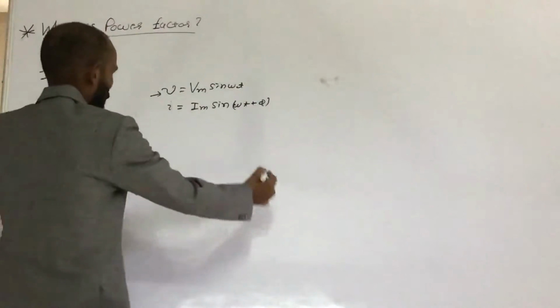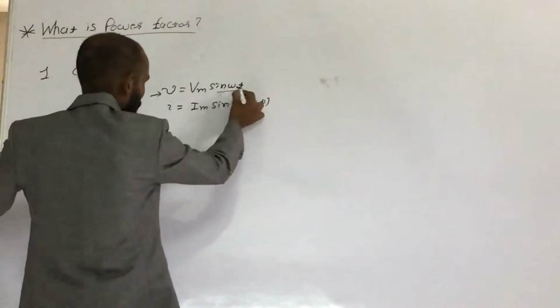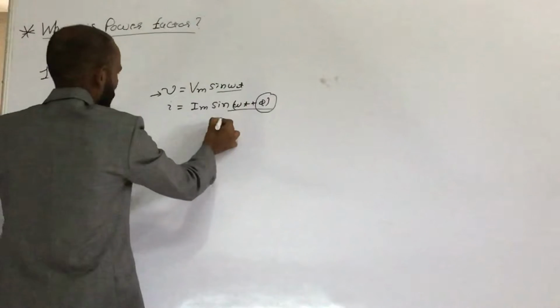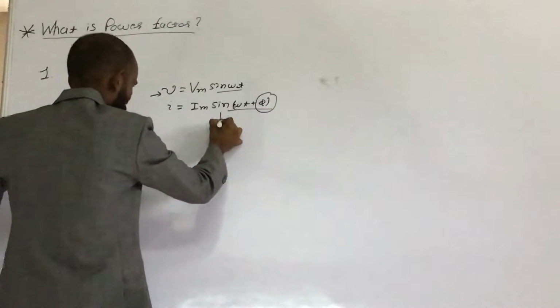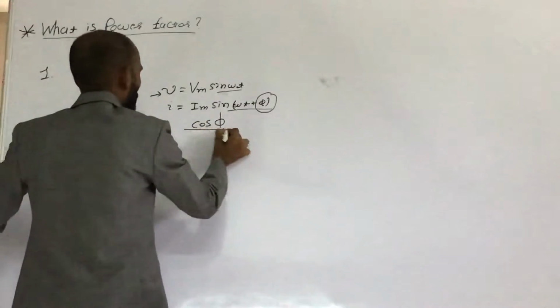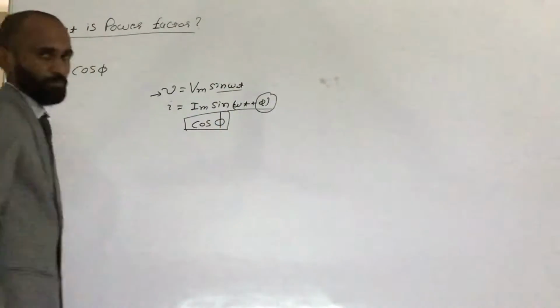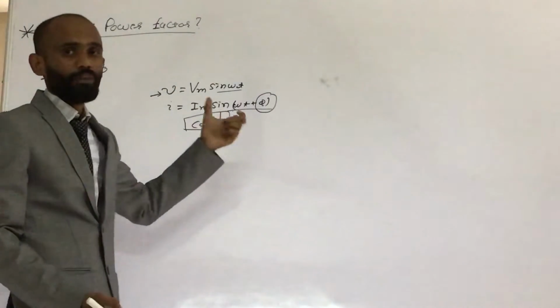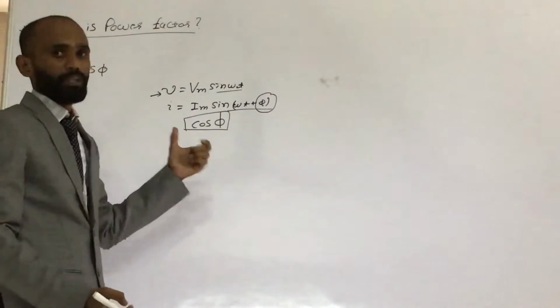Now here we can see that the angle between voltage and current is phi, because the difference in angle is phi. So phi is the angle between voltage and current, and the cosine of this angle, that means cos phi, is the power factor of the AC system. So this gives the first definition: power factor is the cosine of the angle between voltage and current.